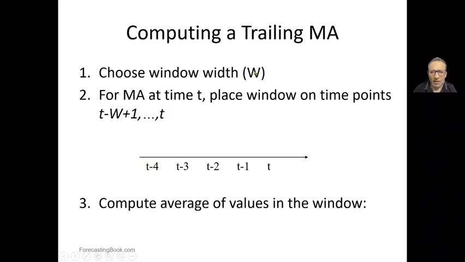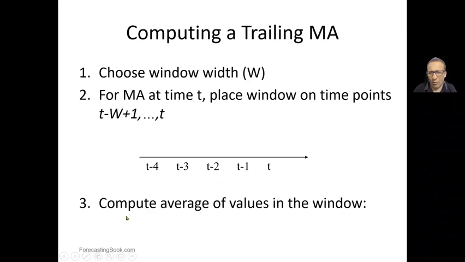So let's imagine that the window is 5. Imagine that we are calculating 5 days in a week. The first one will be t minus w plus 1, that is t minus 4, because the window is 5, minus 1 is 4. The next ones are t minus 3, t minus 2, t minus 1, and t. These are 5 observations, and we calculate the average with these times.